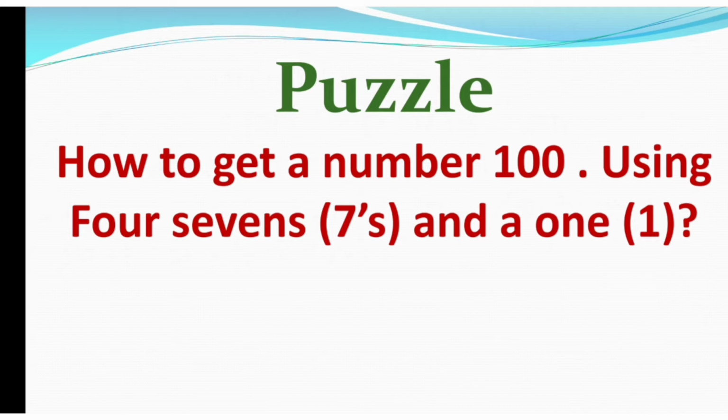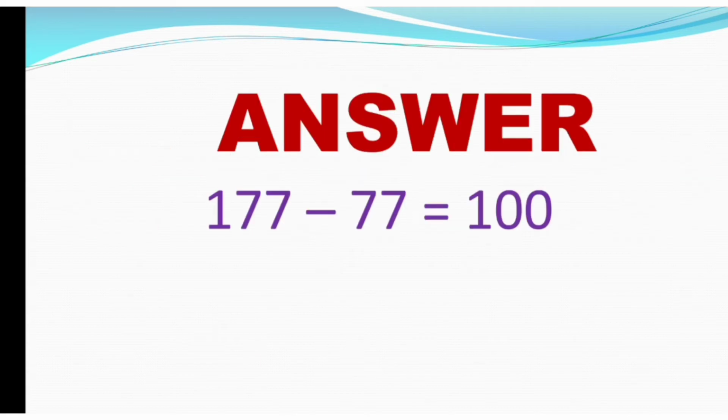Puzzle. How to get the number 100 using 4 sevens and a 1? The answer is 177 minus 77 equals 100.